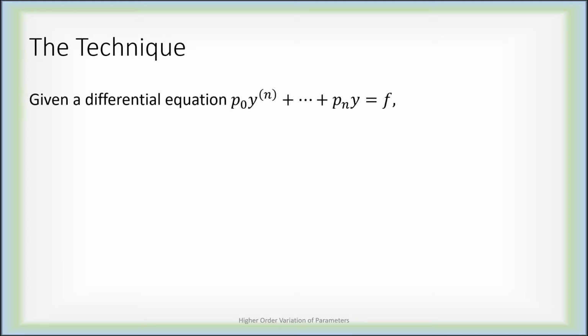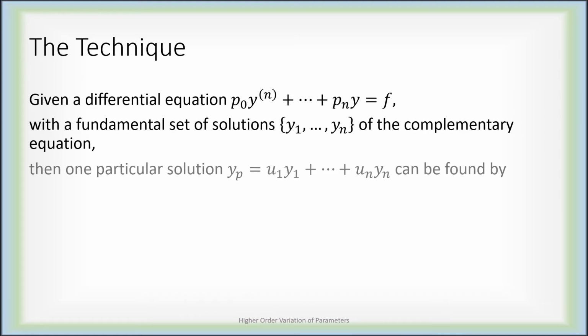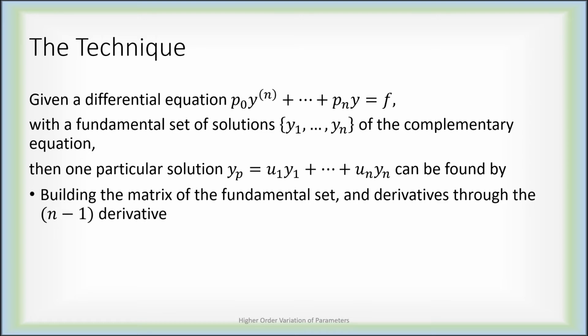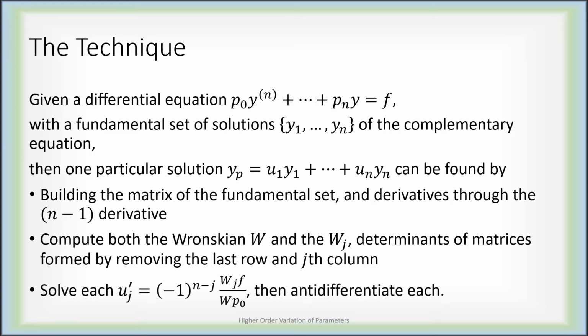So given the original differential equation, let's refresh what the steps are to solve using variation of parameters. Suppose you have a fundamental set of solutions y1 through yn. You want to make one particular solution u1 y1 plus etc. up to un yn. So you build a matrix of the fundamental set and derivatives through the n minus first derivative. You build up that Wronskian. You compute the determinant of the Wronskian and the determinants of the appropriate submatrices. Then you solve each uj prime as -1 to the n minus j times this expression.